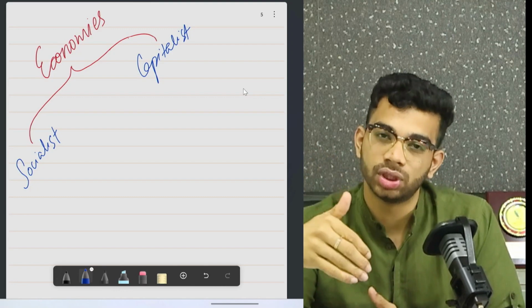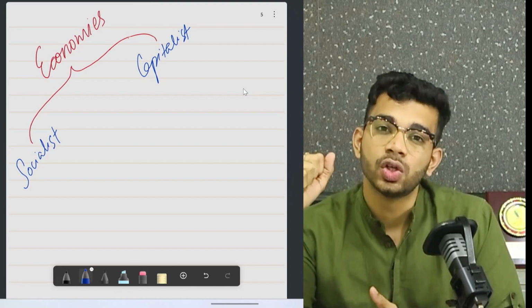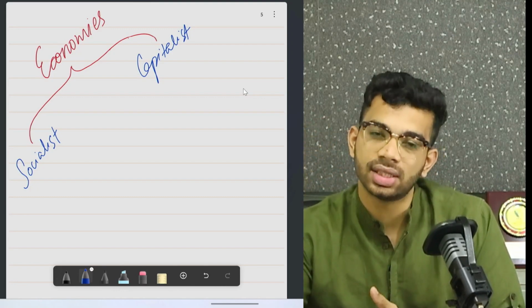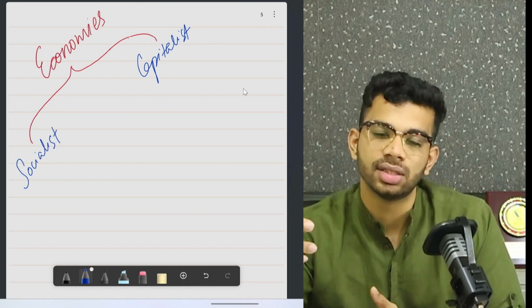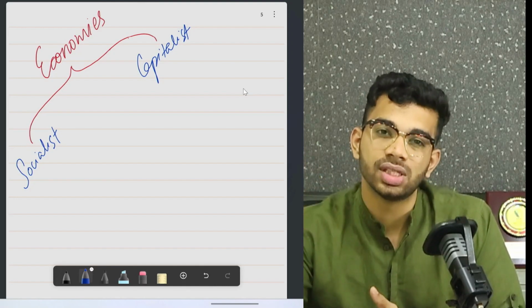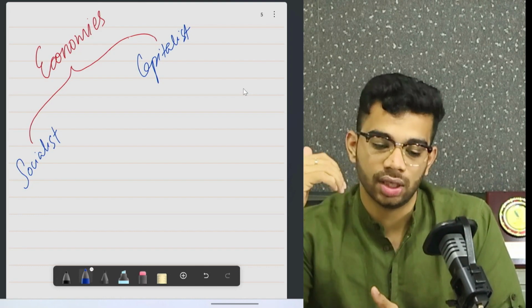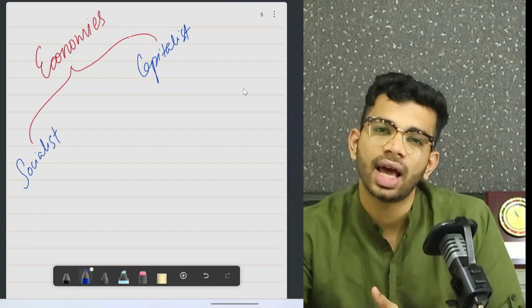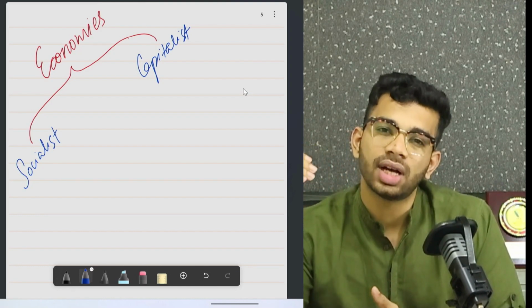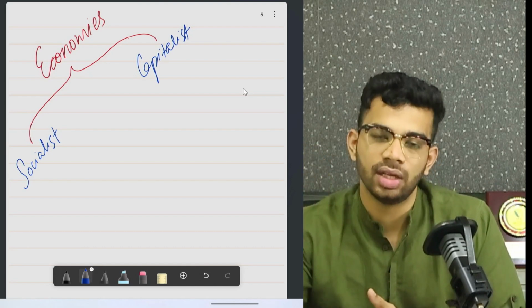For example, the socialist versus the capitalist ideologies. In order to understand these topics, we need to get our fundamentals right. We need to understand the difference between these two essential types of economies. With that said, I also wanted to talk about what kind of economy India mainly functions upon.